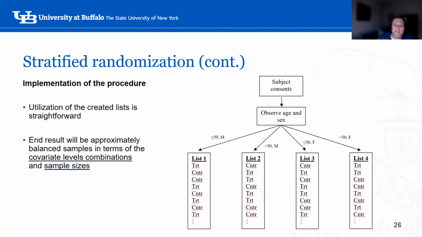And this is the randomization list that I'm going to use. And by doing this, and this is a great thing about this particular procedure, I'm going to have approximately equal sample sizes. And in terms of age and sex, I'm going to have approximately the same distribution. And so that's why this is such a popular procedure to use for randomization.